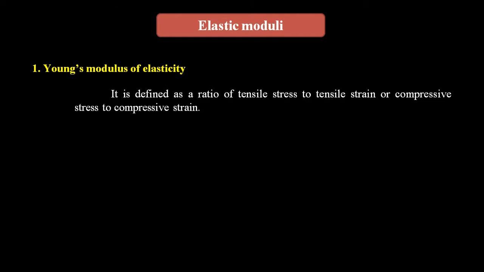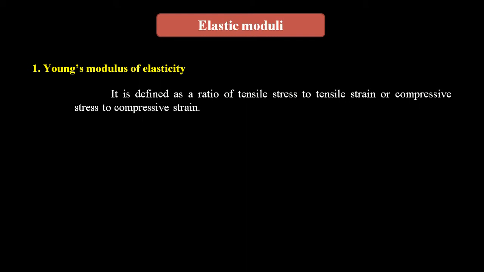So first one is Young's modulus of elasticity. A simple definition we can give for Young's modulus of elasticity is that it is defined as the ratio of tensile stress to tensile strain, or compressive stress to compressive strain. This is similar to the definition of modulus of elasticity, or elastic modulus, which is the ratio between stress and strain. And based upon the type of stress we are considering, we define the Young's modulus of elasticity. So, what are the types of stresses we are considering here for Young's modulus of elasticity?